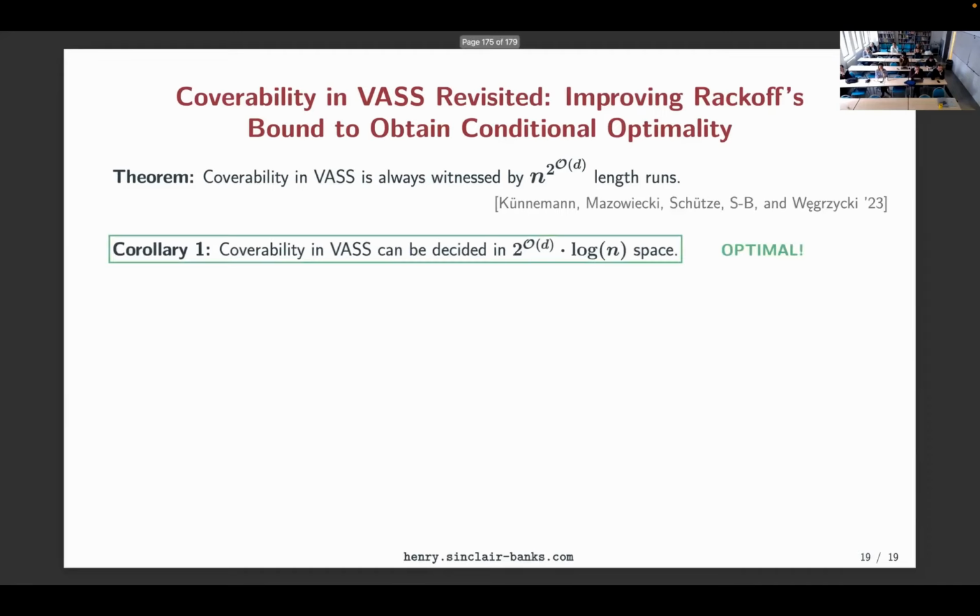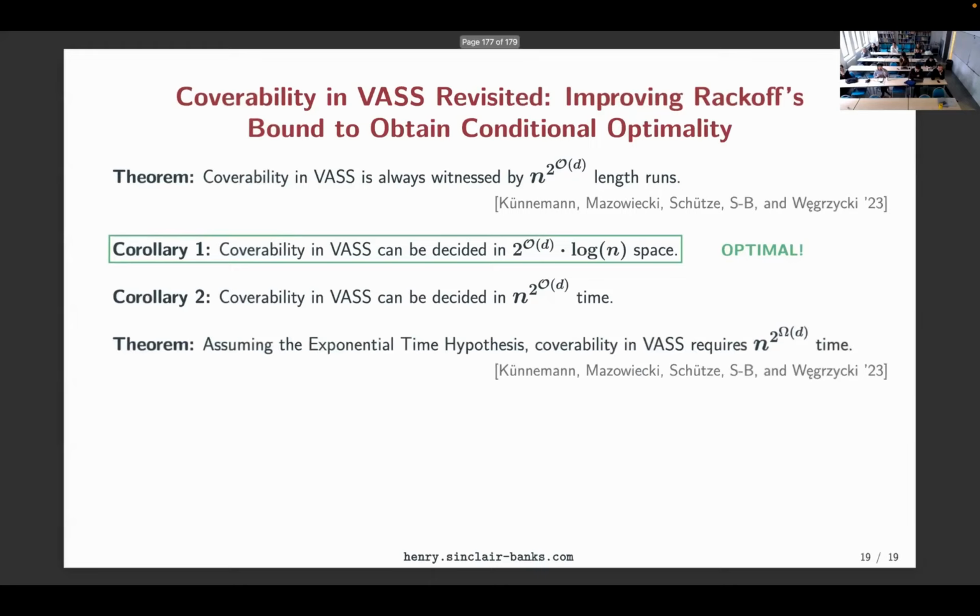And indeed, we get two algorithms from this. The first is an optimal exponential space algorithm. Optimality comes from Lipton's lower bound. And a conditionally optimal time algorithm, that's a double exponential time algorithm for coverability. And we claim that this is conditionally optimal under the exponential time hypothesis.